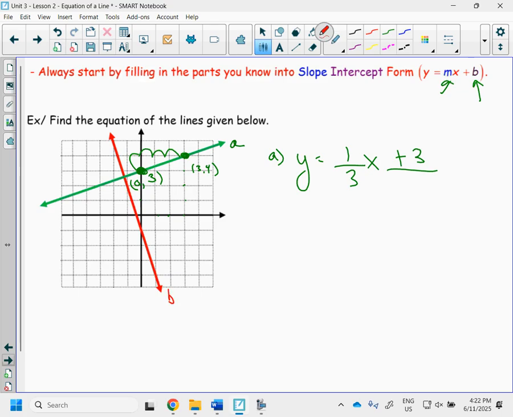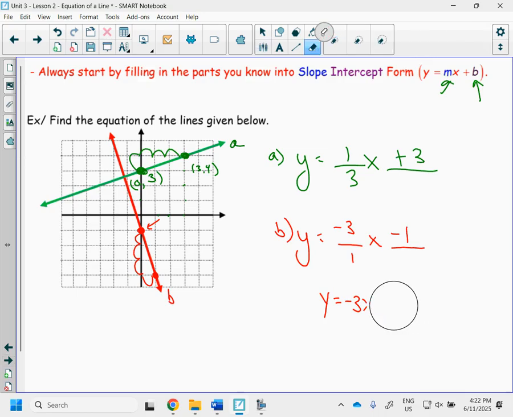You guys try the other one. Y equals something x and something. The b is the easiest part to figure out because it's right there at minus 1. And my slope, well, I can tell what that is. I have to go down 1, 2, 3, and over 1. Down 3 makes it negative, over 1. If you can, please, for me, write this as just a whole number because it's actually easier than a fraction. And, oops, not plus, minus.